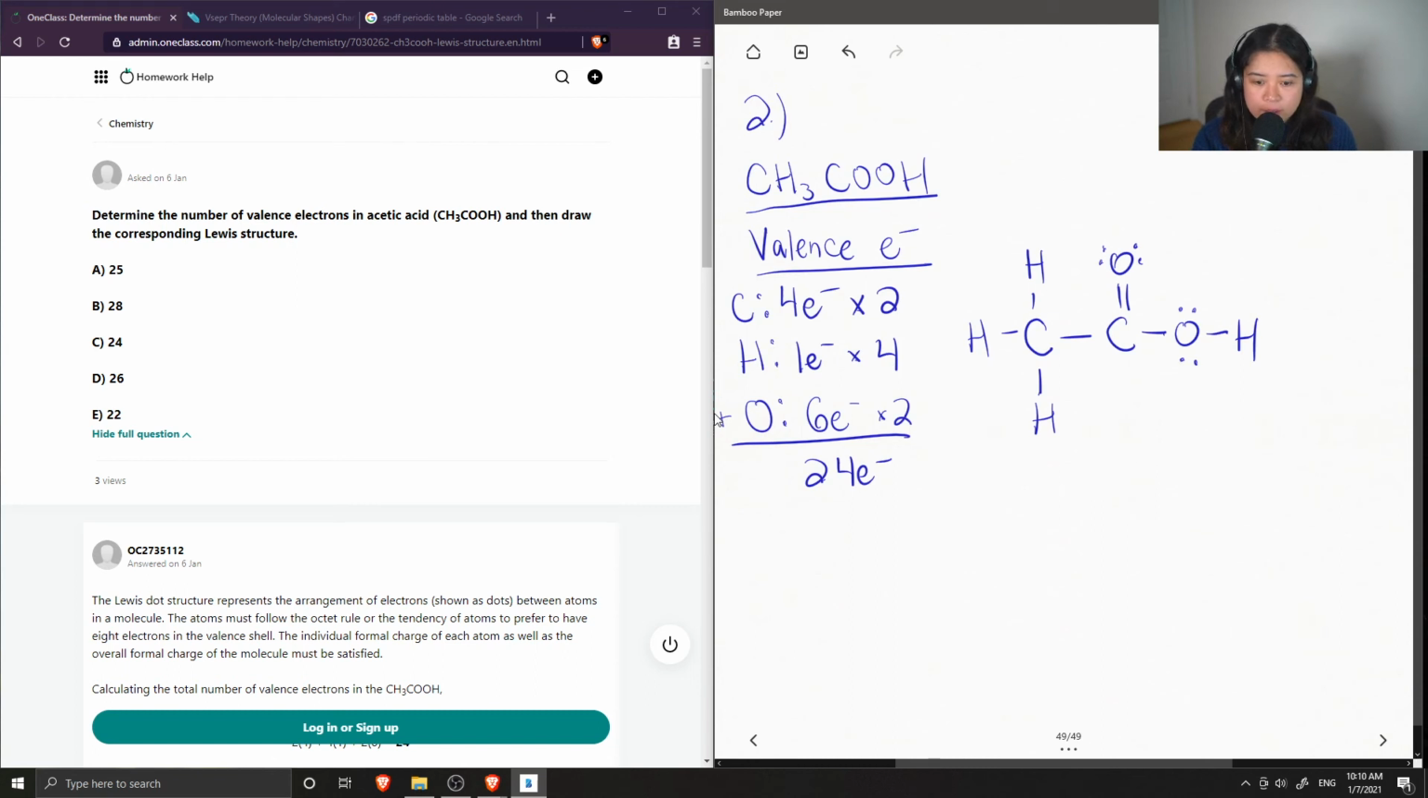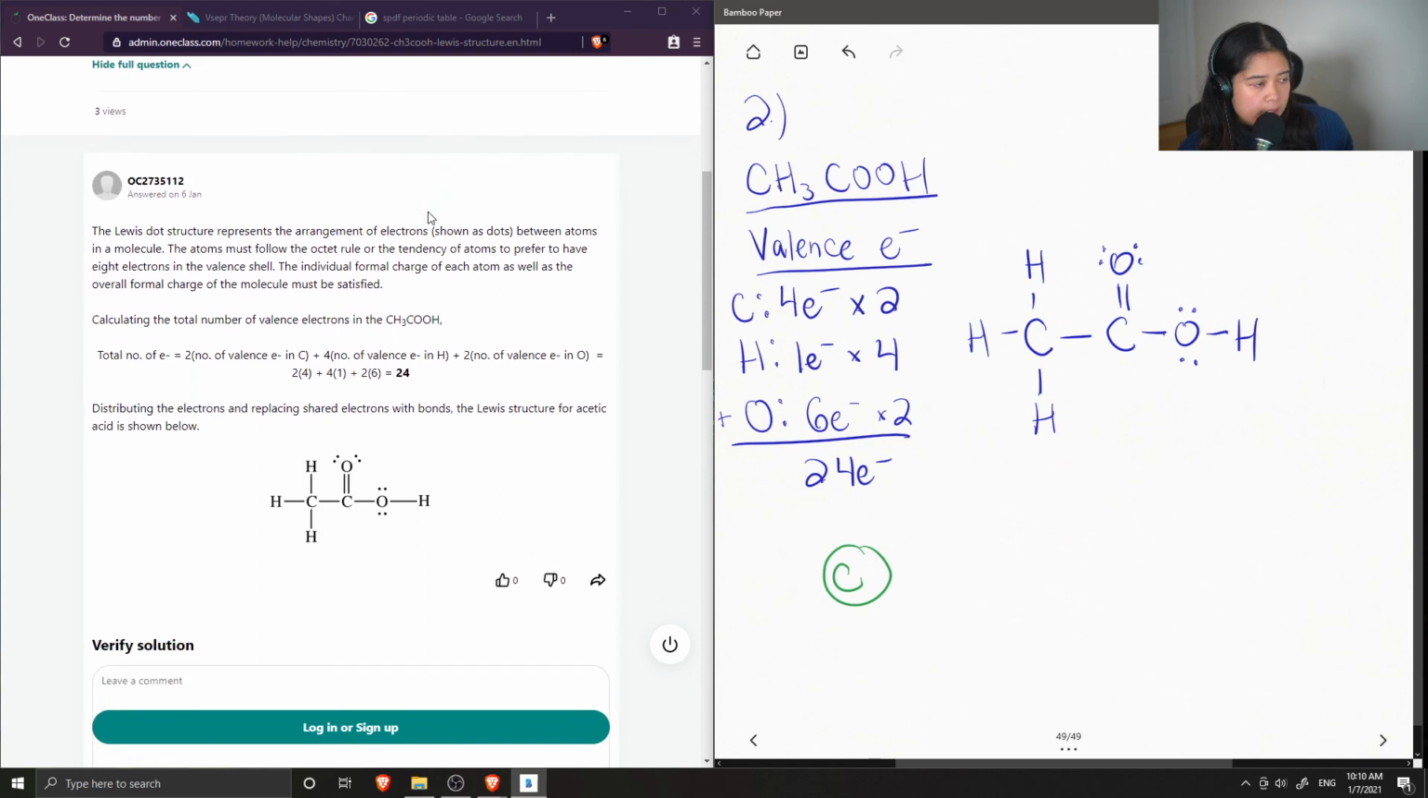Okay, so now let's double check to see how many electrons I've drawn. Each bond contains 2 bonding electrons, and we have 1, 2, 3, 4, 5, 6, 7, 8, 9, 10, 11, 12, 13, 14, 15, 16, 17, 18, 19, 20, 21, 22, 23, 24. So we have 24 electrons on the structure. And this is the correct valence structure, or Lewis structure, sorry. And the answer is C.